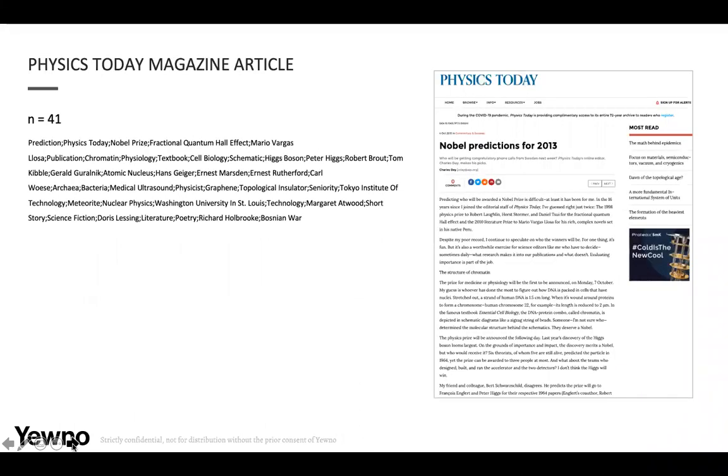Here is a magazine article, slightly shorter, and again, it has 41 items. So again, fairly rich and way beyond a traditional amount of semantic metadata.